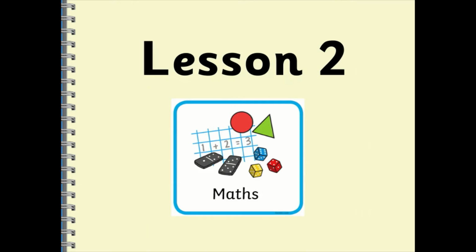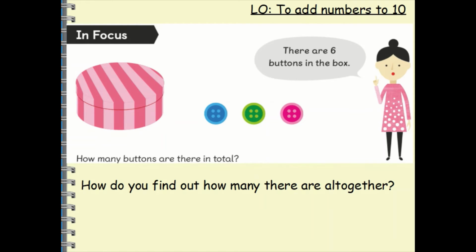Now, let's move on to lesson 2. Again, we're looking at adding numbers to 10. Look at the in focus task. There are 6 buttons in the box, and we can see 3 buttons. How many buttons are there in total? How can we find this out? Pause your video now to discuss it at home with your adult.